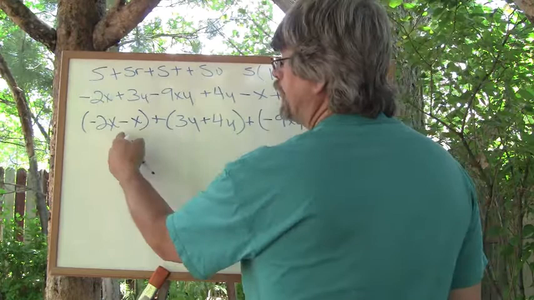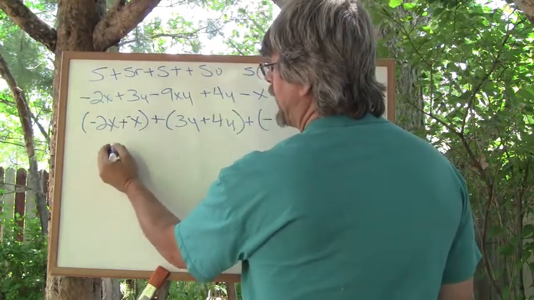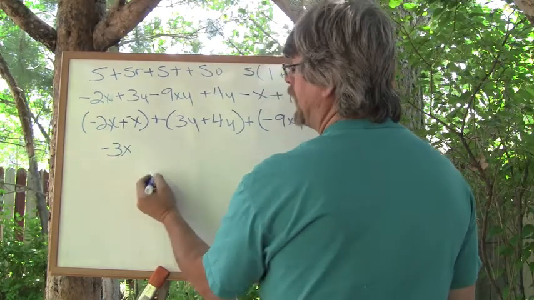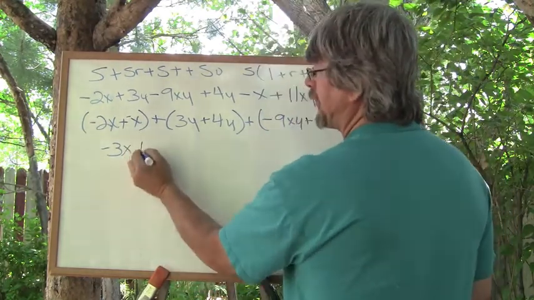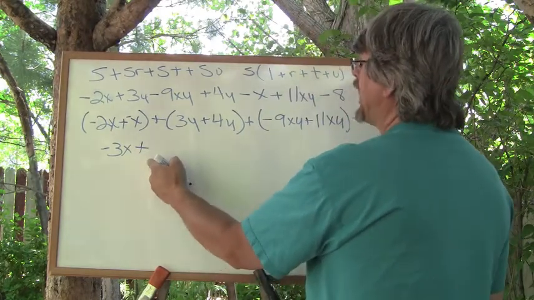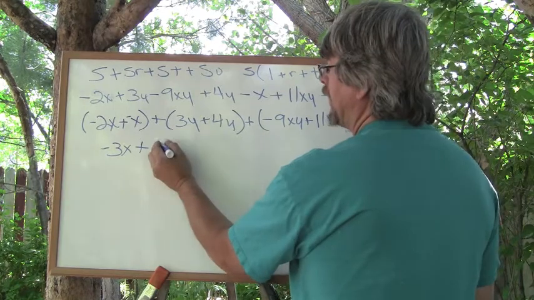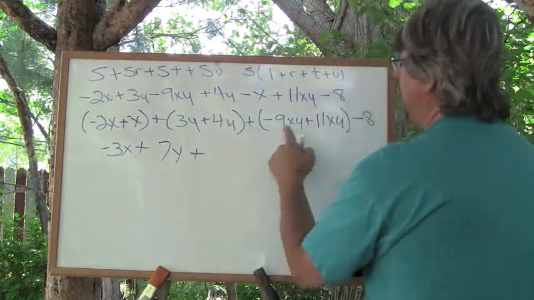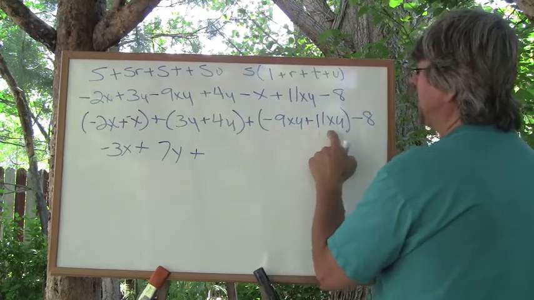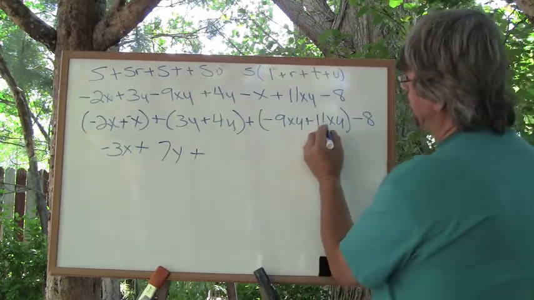Negative 2x minus x, which is a plus minus x, is negative 3x. You don't have to have the parenthesis after you solve what's in the parenthesis, so we can leave them out. Plus 3y and 4y is 7y. Plus negative 9xy plus 11. Now the difference between, see, this is plus 11.